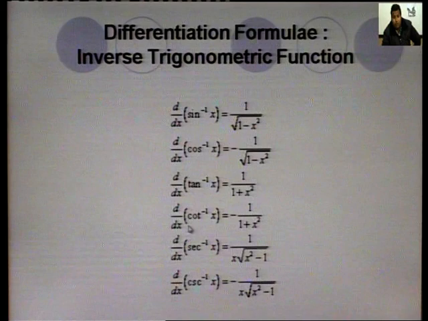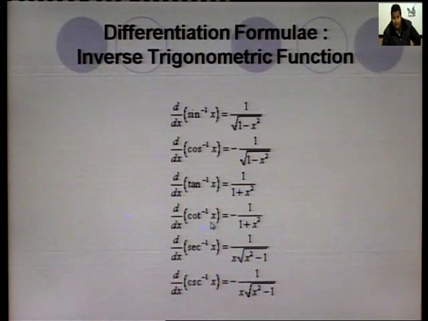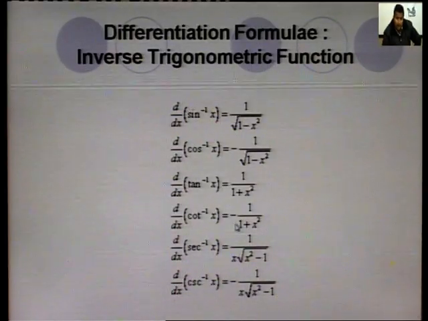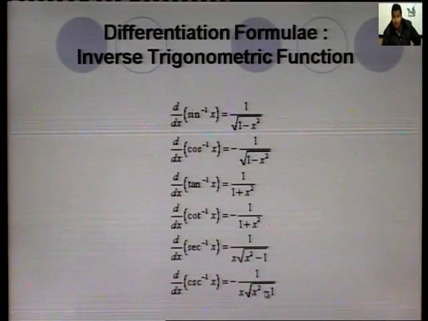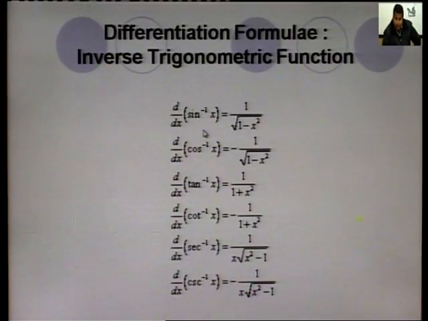d/dx of cot inverse x is minus 1 upon 1 plus x square. For sec inverse x, it is 1 upon x root of x square minus 1. d/dx of cosec inverse x is minus 1 upon x root of x square minus 1. You have to learn the symmetry of these formulas to remember them.